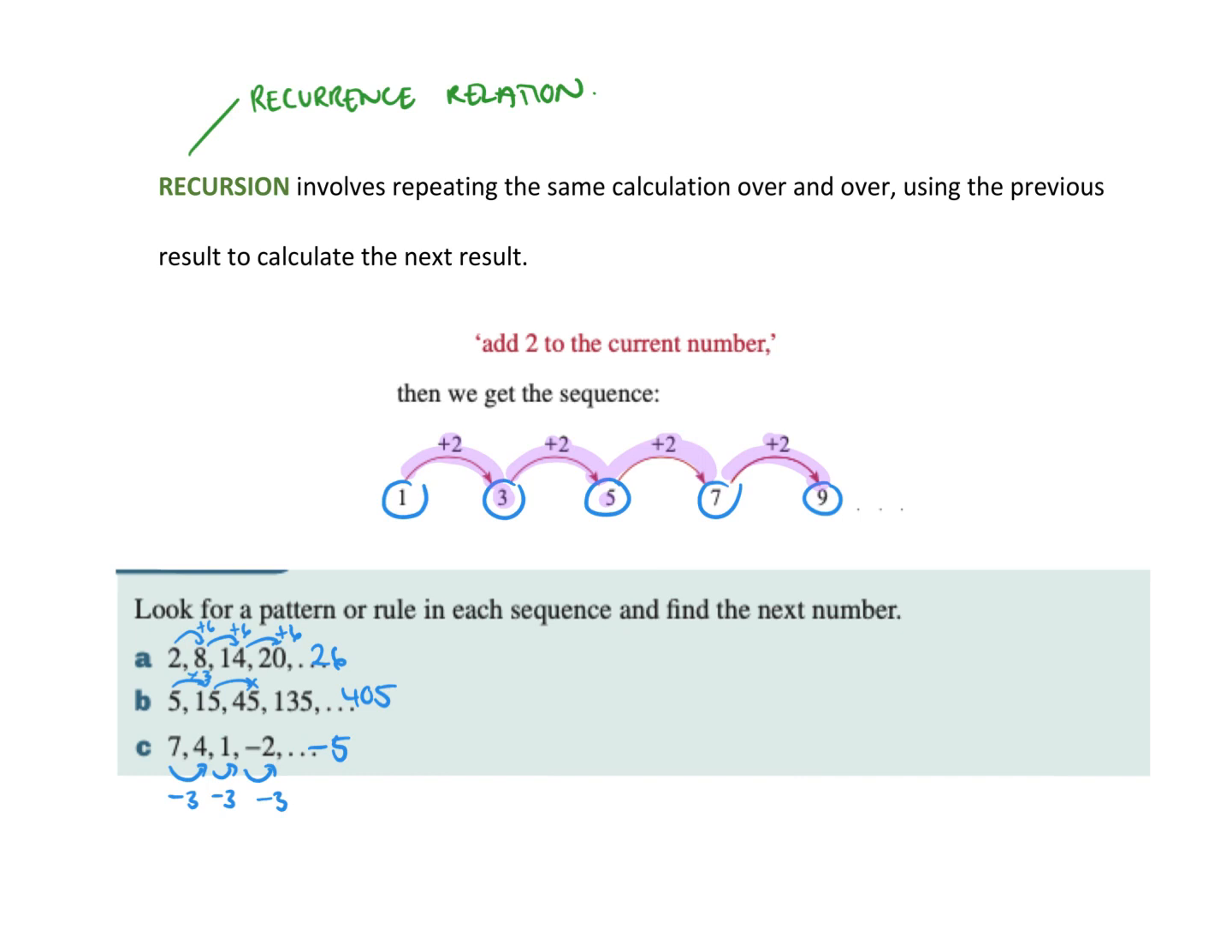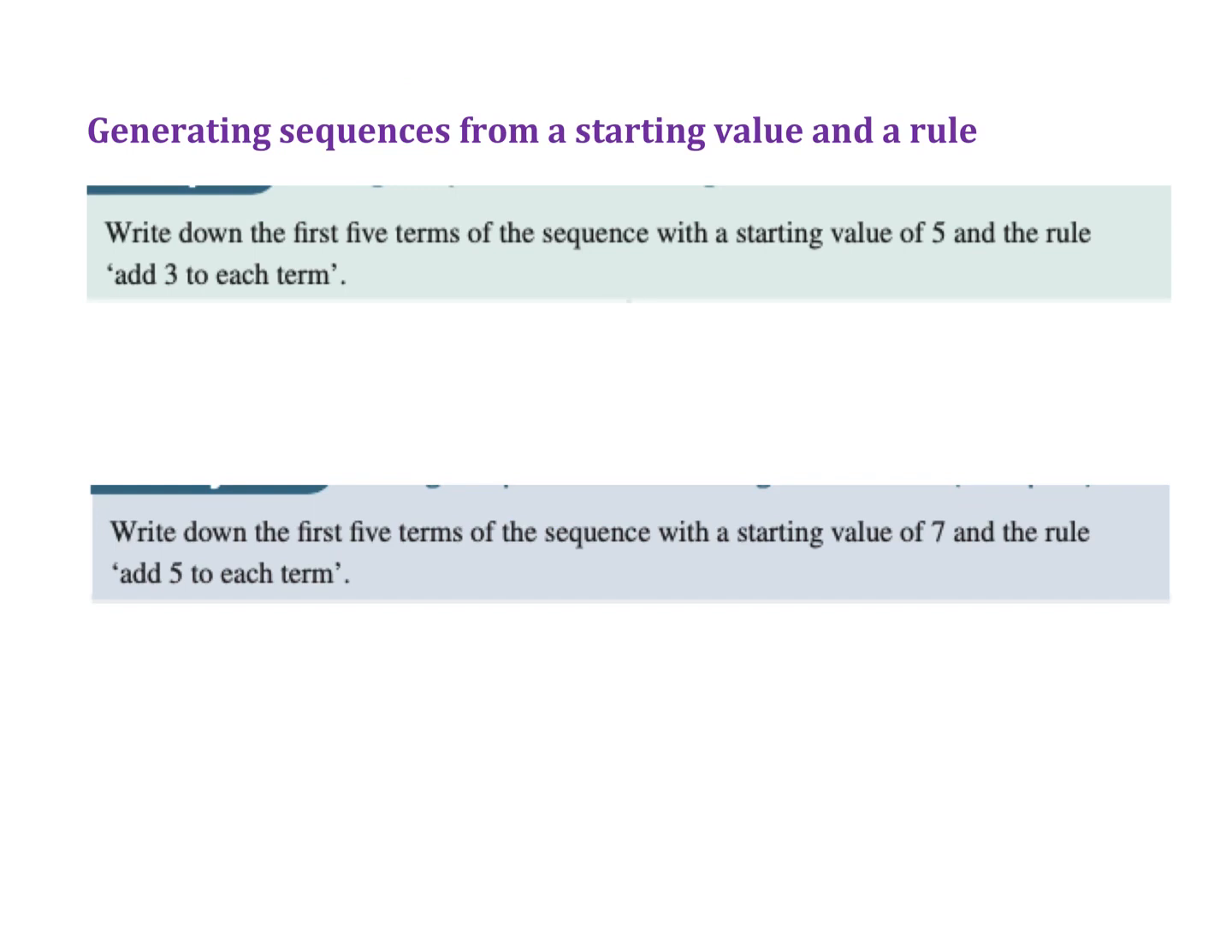So the first one, we were always adding 6. The second one, we were always multiplying the one before by 3. And the last one, we were always subtracting 3. Okay, so generating a sequence from a starting value.